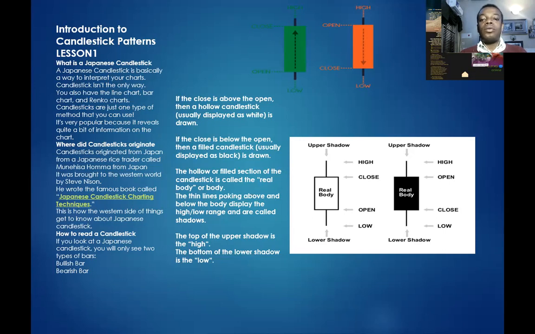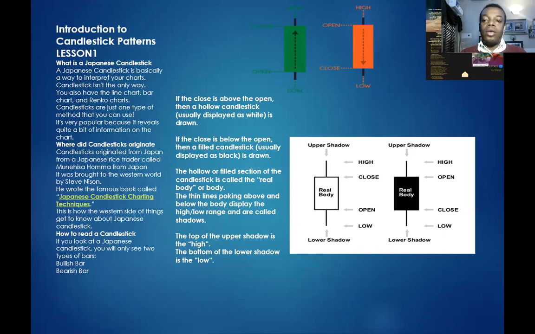The Japanese candle is the most relevant and most preferred chart analysis that many traders use, because it tells you everything you need to know in the forex market. Remember, we are going into technical analysis. We have discussed fundamental analysis and sentimental analysis. We are now under technical analysis, and the Japanese candle is one of the technical analysis charts.